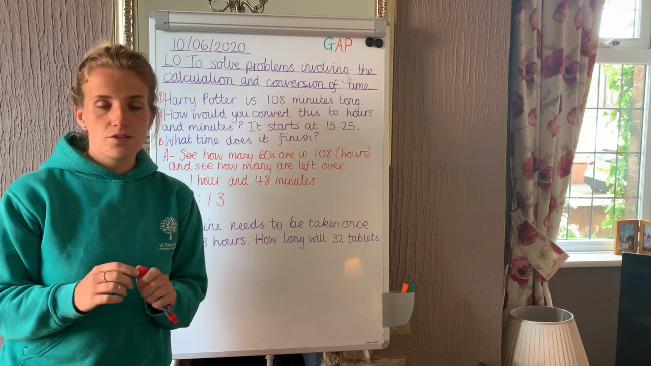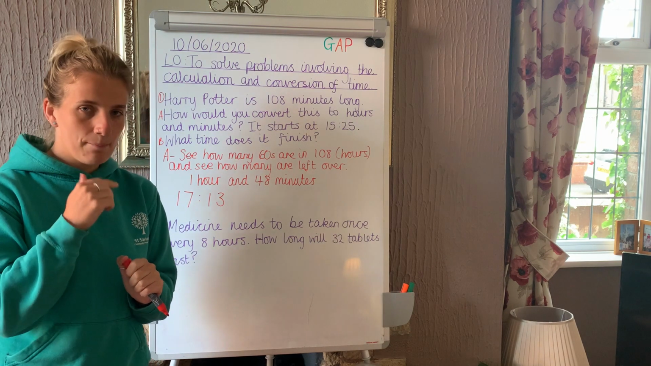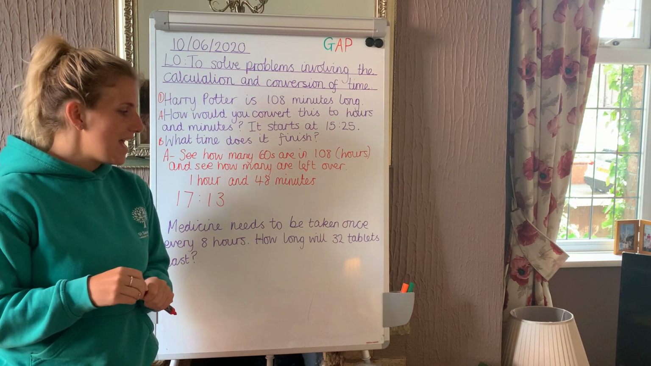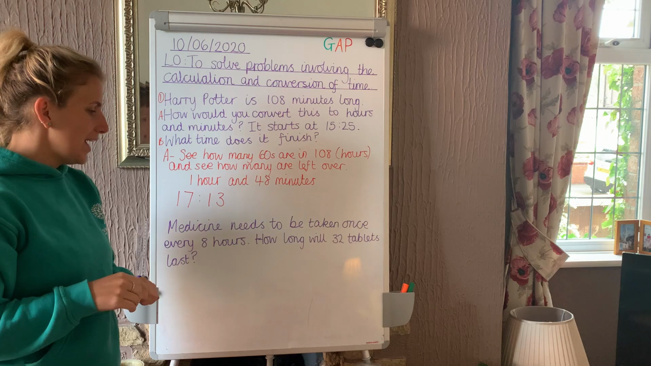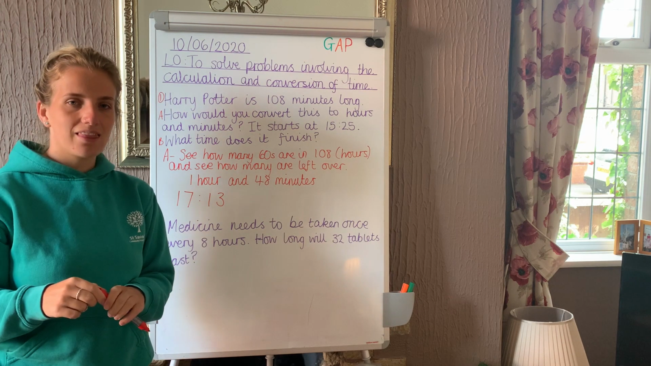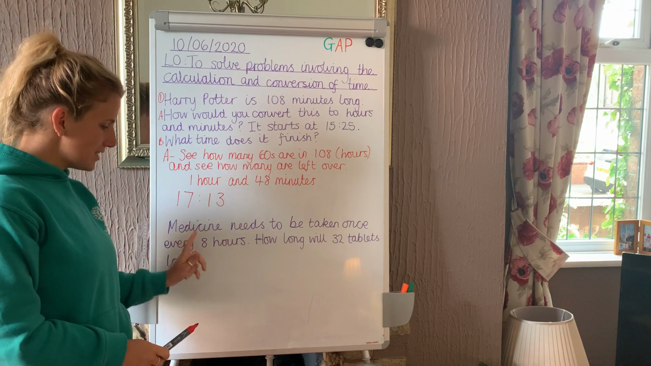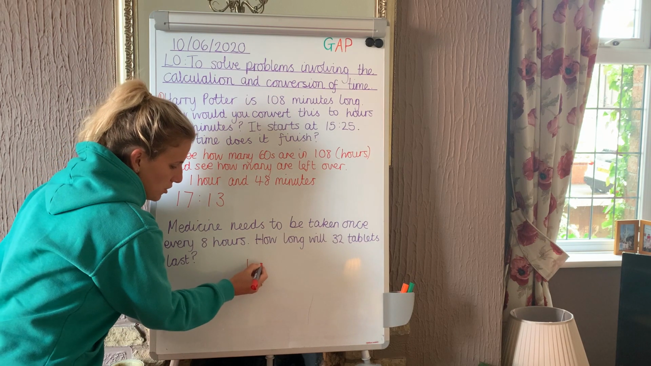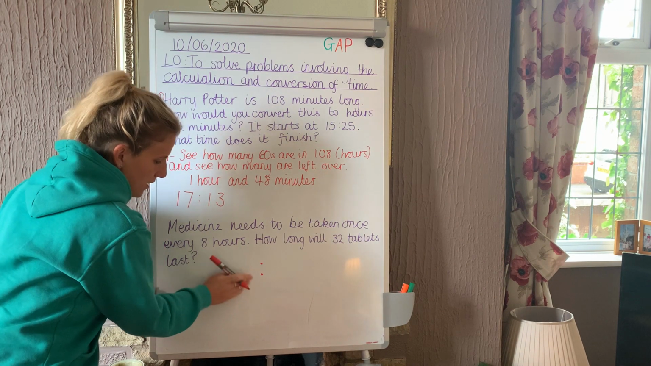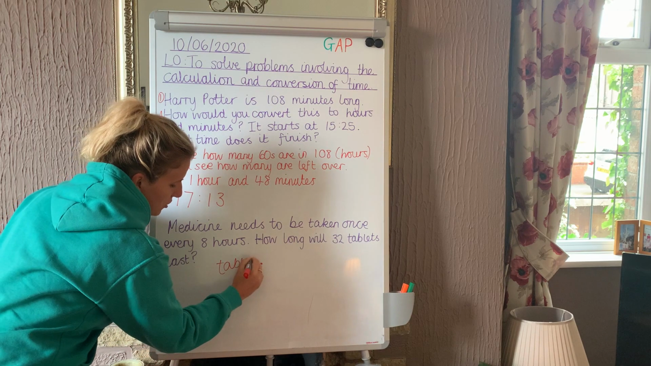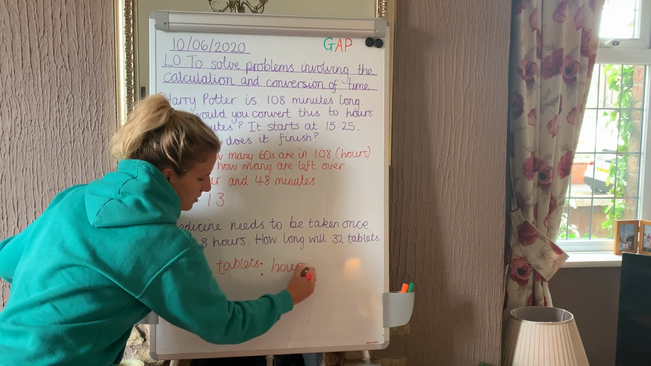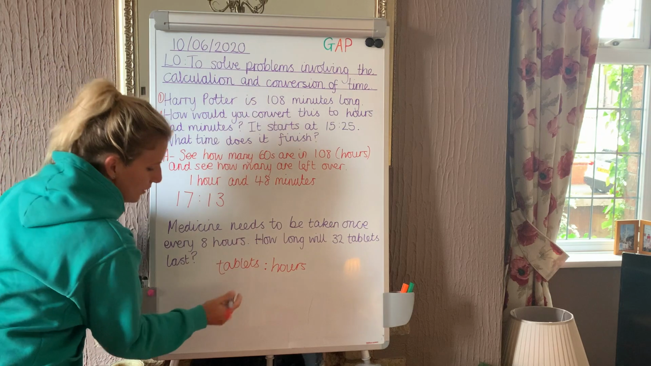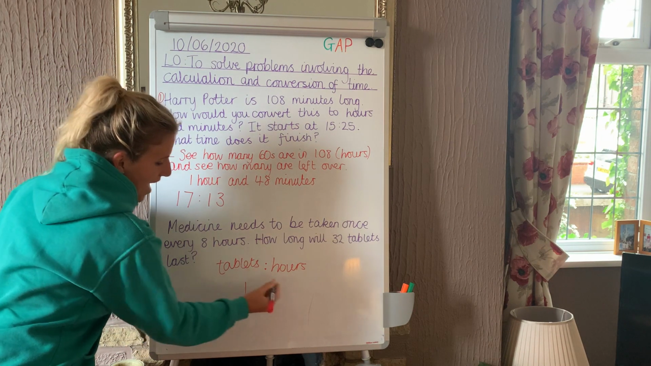Just before you move on to do your activities, let's do one more example that you might come across today. Medicine needs to be taken once every 8 hours. How long will 32 tablets last? If one tablet is taken every 8 hours, then it links back to ratio. Let me do the ratio here. The ratio is tablets to hours, isn't it? So one tablet to every 8 hours.